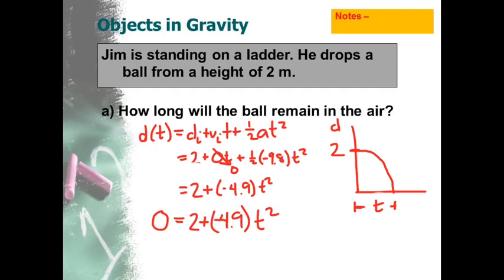And this is a quadratic equation that I can solve for t. So let's go ahead and do that. We're going to subtract 2 from both sides. We're trying to isolate t by itself. So we have negative 2 equals negative 4.9 t squared.